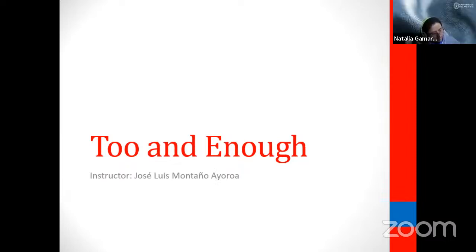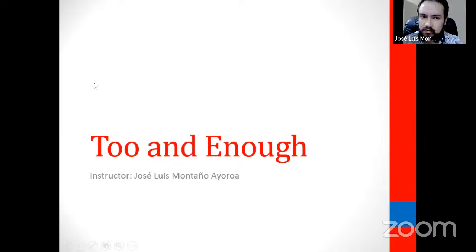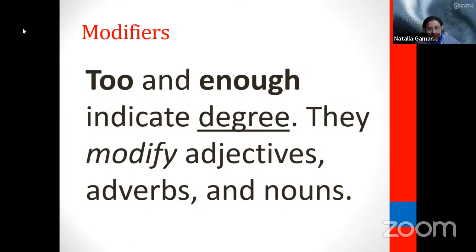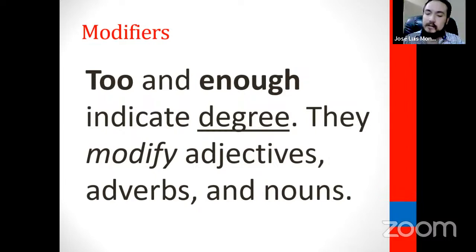Here again, you have everything in the presentation, so you're going to have access to this information. But of course, it's always a good idea to take notes because it's a different way for our brain to remember, right? Okay, let's see. It's going to be better because everything is here. Let's read the definition of these modifiers, please, Natalia. "Too" and "enough" indicate degree. They modify adjectives, adverbs, and nouns. Good. This is what we mentioned, right? Adjectives, adverbs, and nouns. Let's keep going.